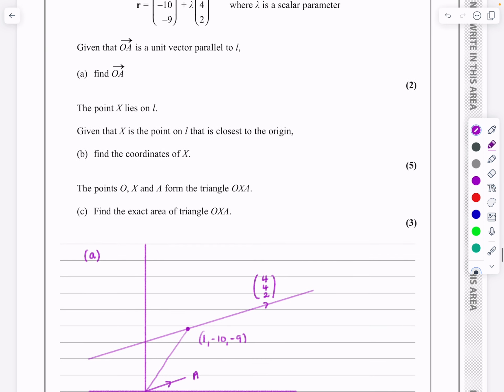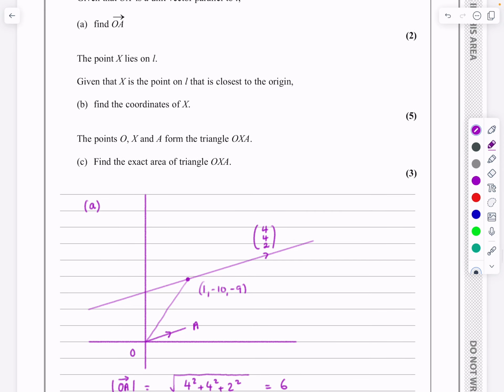Part B then says, point X lies on L, okay, so it's on the line somewhere, and it lies on L so that it's closest to the origin. Okay, so X can be anywhere along here, but it's not those ones, because what I also want, if it's the closest one, is that it's going to be there where it's perpendicular to the original line. So OX is going to be there. What have I got to do? I've got to find the coordinates of OX. Well, there are 2 things that I know about it. First of all, I know that X is on the line itself.